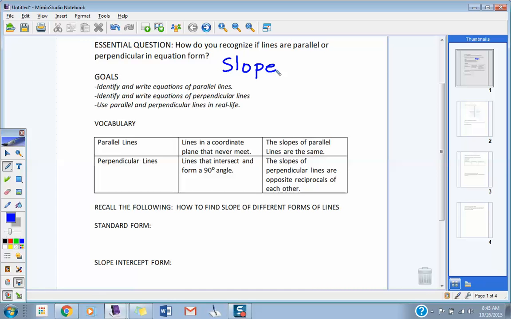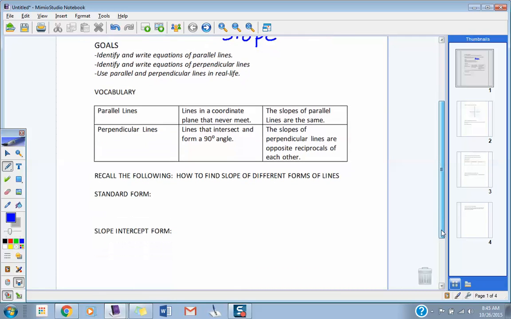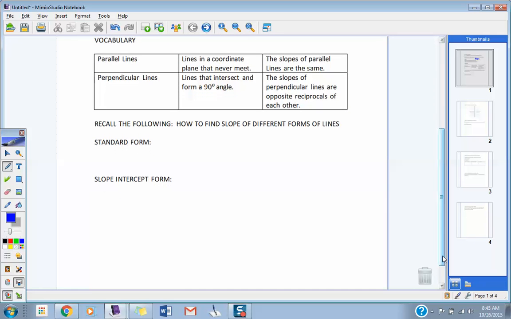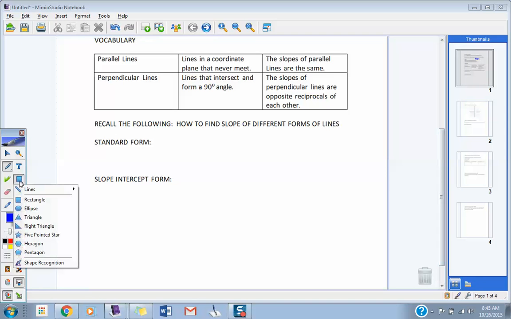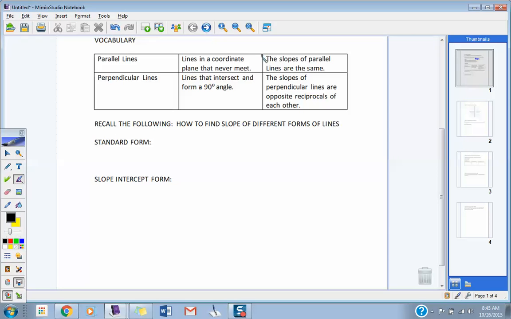Let's get some vocab established. We'll look at some examples, and then we'll see if we can work our way through this here today. First vocab word, parallel lines. Definition: lines in a coordinate plane that never do what? They never meet, okay? There's a big note over here that's really important for you guys. You might want to highlight this. I'm going to do it right now. It says the slopes of parallel lines are what?